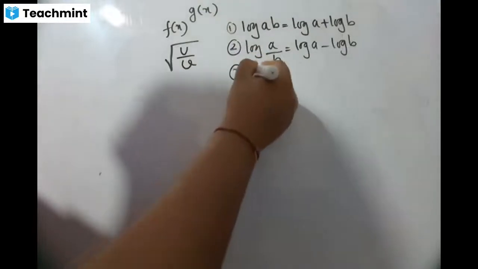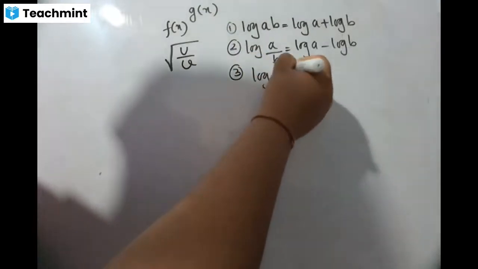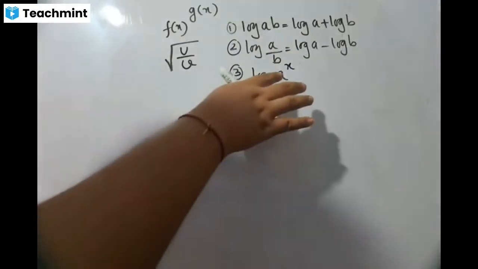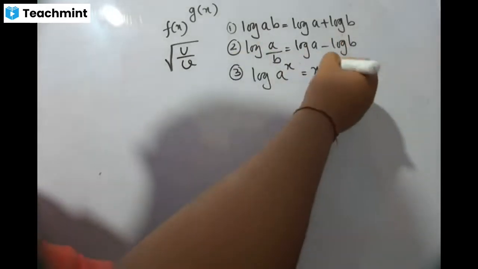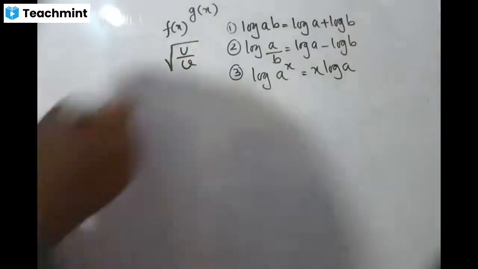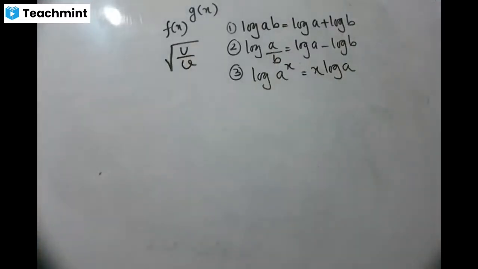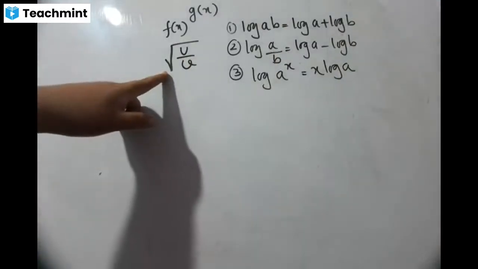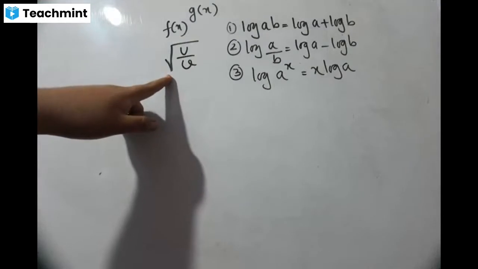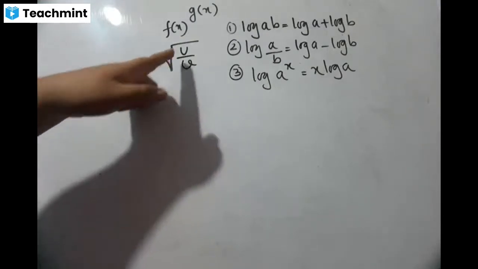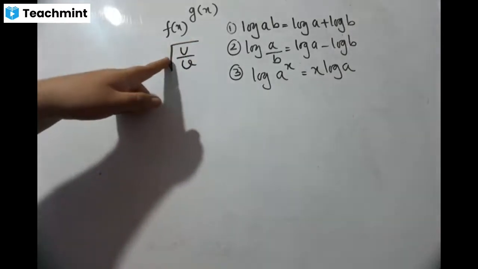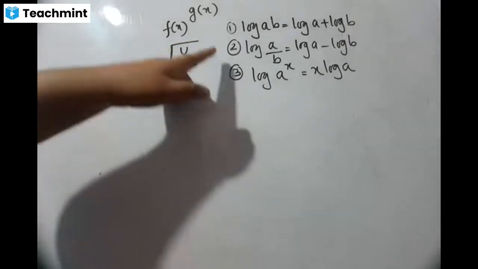The third one is log a to the power x. Whenever there is a power x, the power comes in front, so you get x log a. For example, look at this particular question. This question is difficult for two reasons. Number one, the square root. Square root means to the power half. So the moment you apply log, property 3 says the power comes in front.